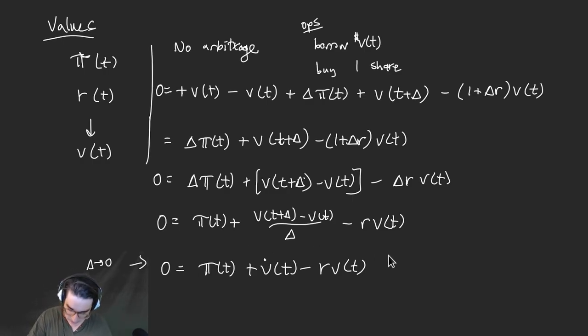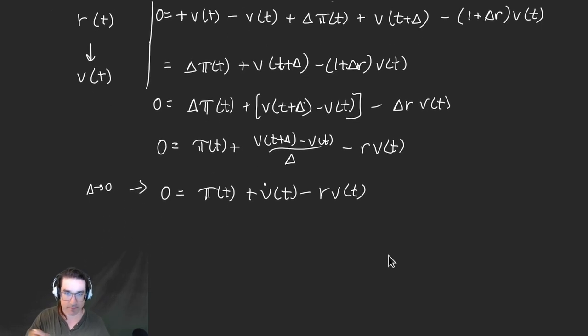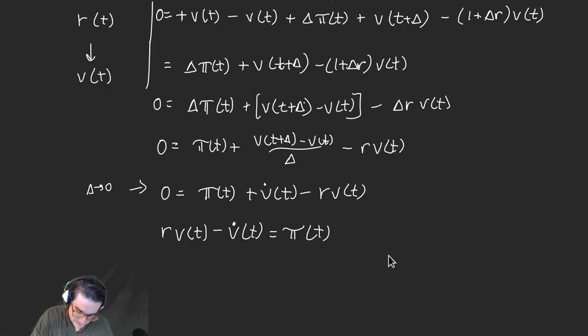Usually, for reasons which are not really well defined, we'll write it like this. I'm just rearranging terms at this point. We're going to write it in sort of the canonical form. You can write it any infinity number of ways, but I'm going to talk about the different interpretations. This is v dot of t. This is how I'll usually write it.